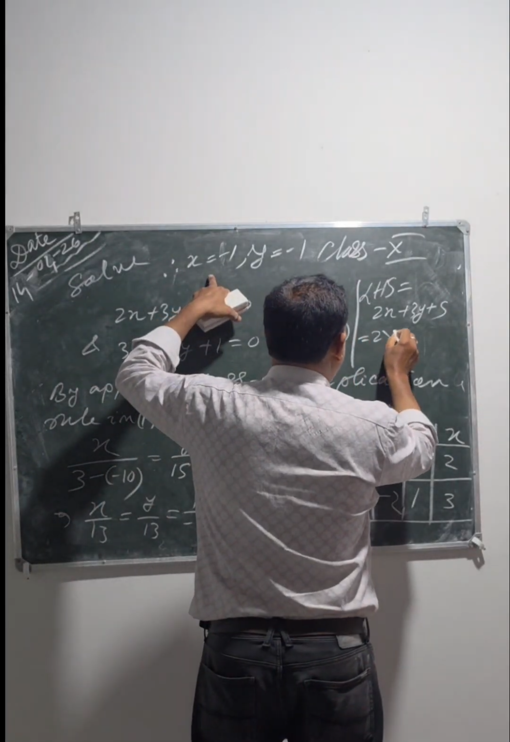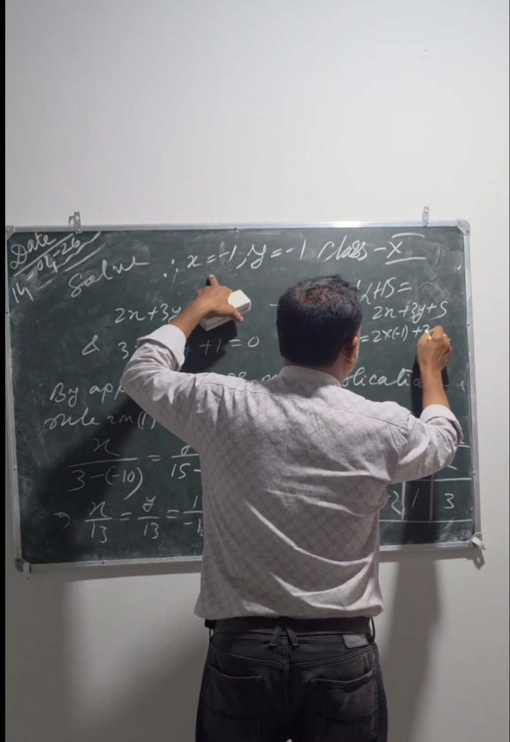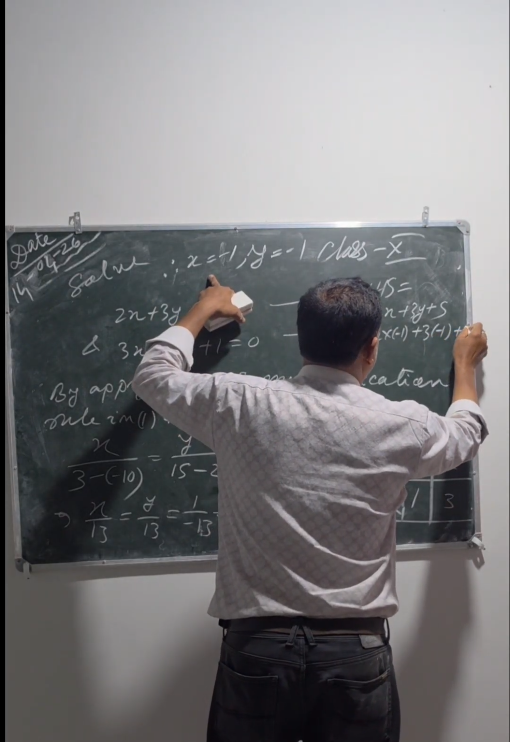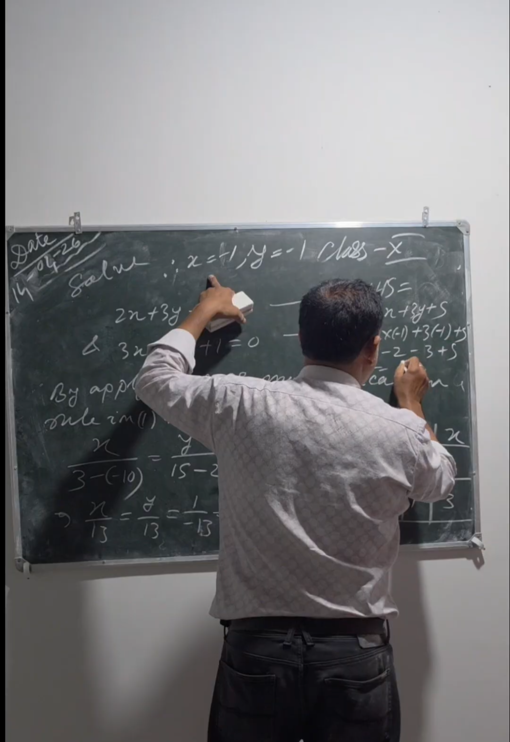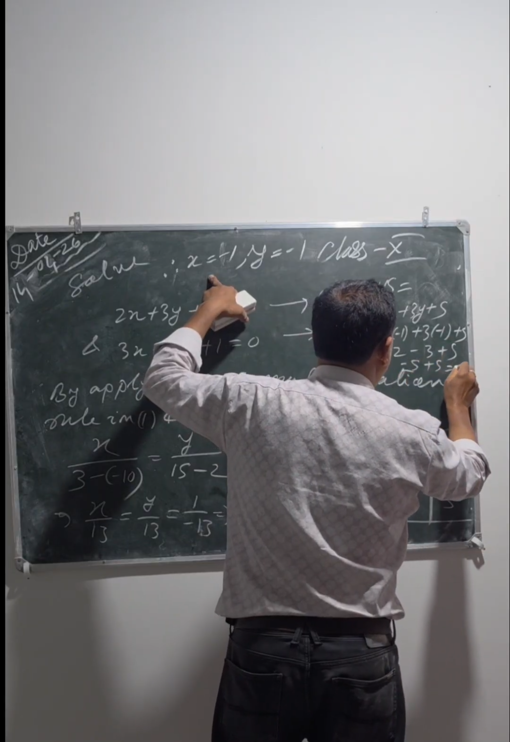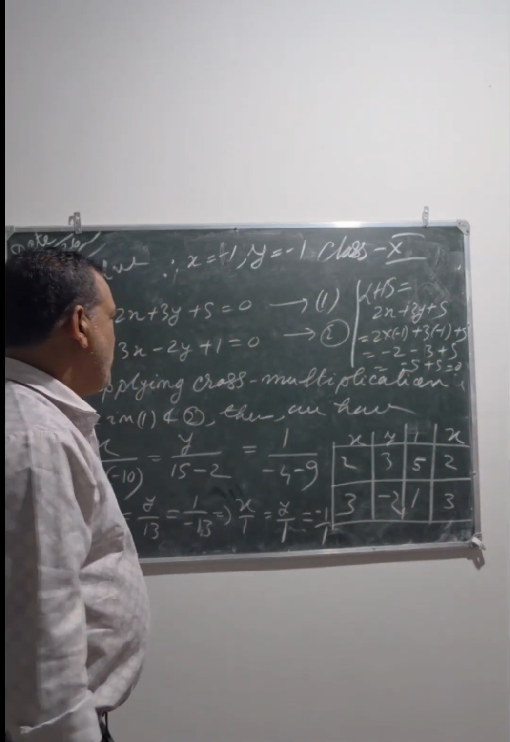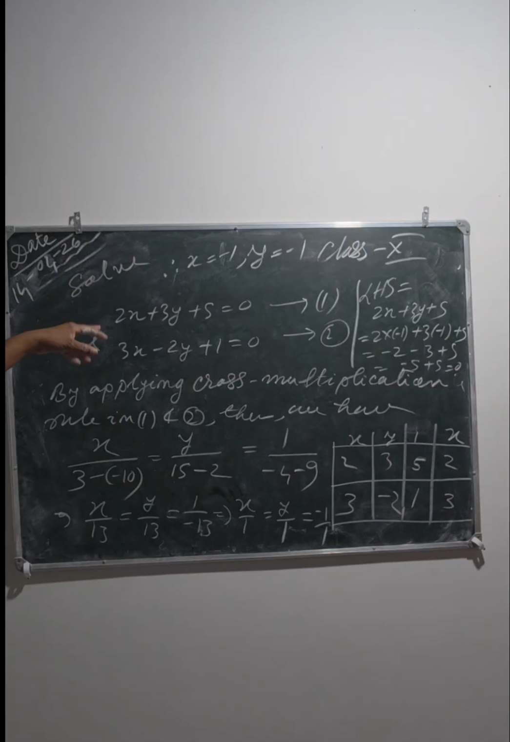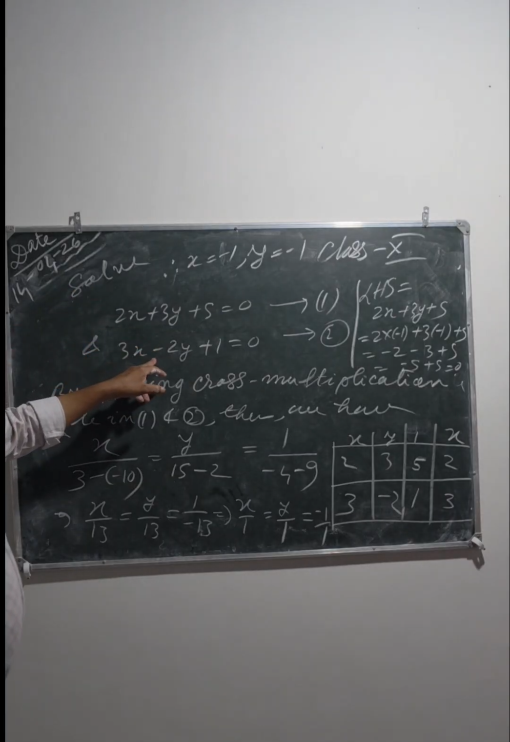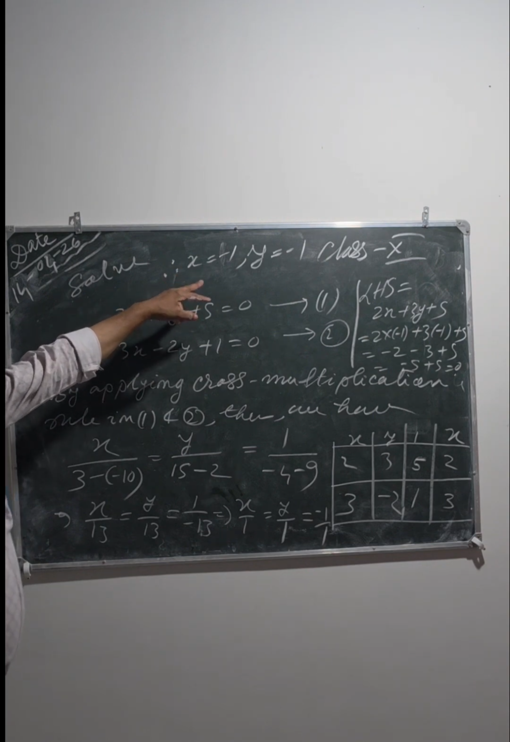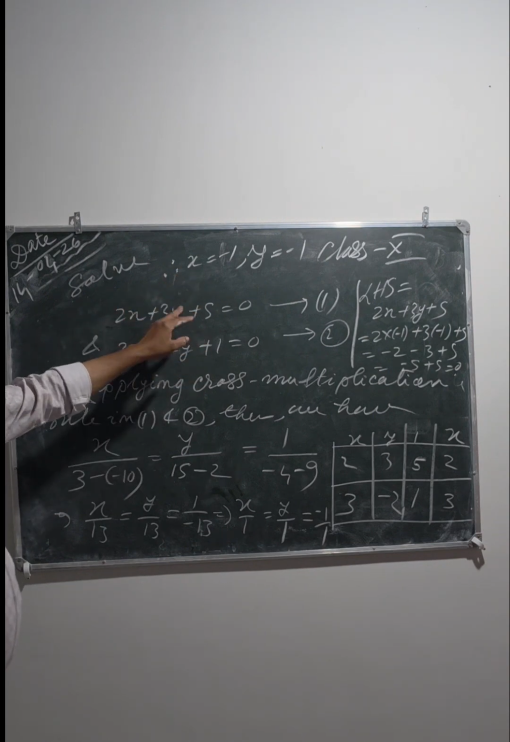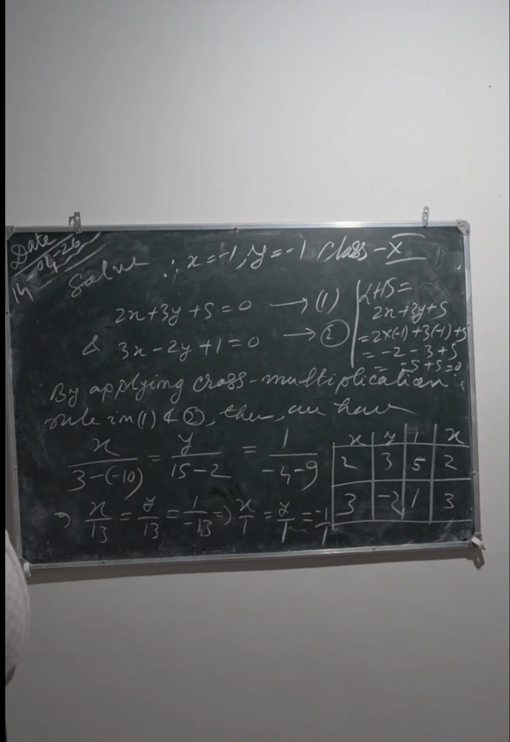Then 2 into -1 plus 3 into -1 plus 5. Then it will be -2 - 3 + 5, so it will be -5 + 5 equals 0, which is equal to the right-hand side. Therefore, this solution satisfies the first equation. Similarly, we can show this for the other one also. If the roots satisfy any one of these equations, definitely it will be correct. So once again, let us see from the beginning.